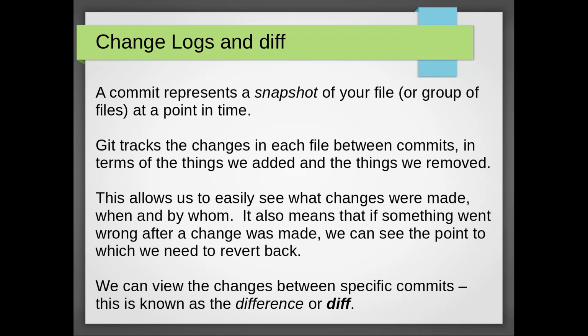And we can view the changes between specific commits. In Git, this is known as the difference, or more commonly, the diff. So the diff represents the differences, the changes between specific commits. A diff file might say, these are the lines of code that were added, these are the lines of code that were removed.